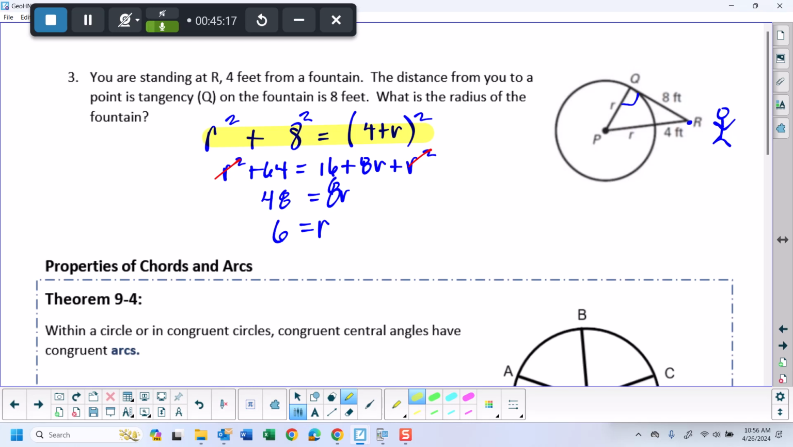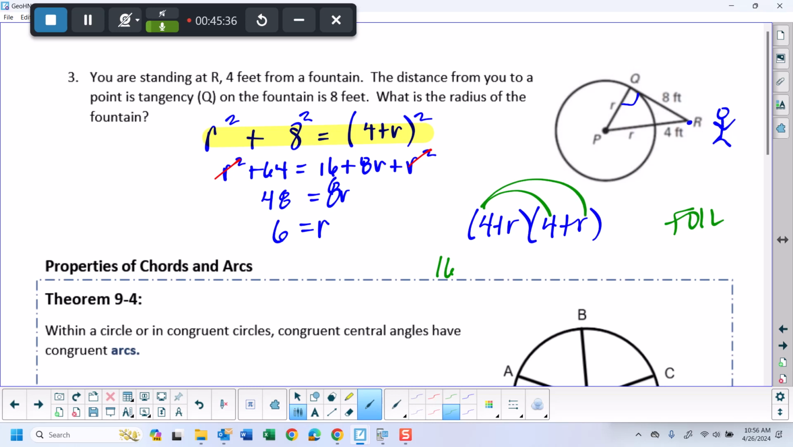The rest is algebra. So when we look at r plus 4, 4 plus r times 4 plus r, remember, that is your FOIL, first, outer, inner, last. That's your double distributive property. So 4 times 4 is 16, 4 times r is 4r, r times 4 is 4r, and r times r is r squared. So I combine like terms to get 16 plus 8r plus r squared.